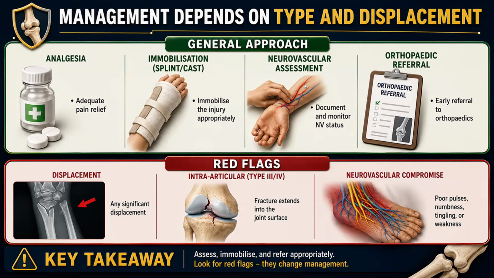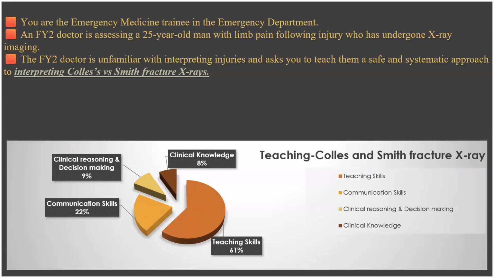Neurovascular assessment, then orthopedic referral, early referral to orthopedics if he has red flags. Red flags like what? Any significant displacement, neurovascular compromise, and intra-articular. What does intra-articular mean? The fracture extends into the joint surface.